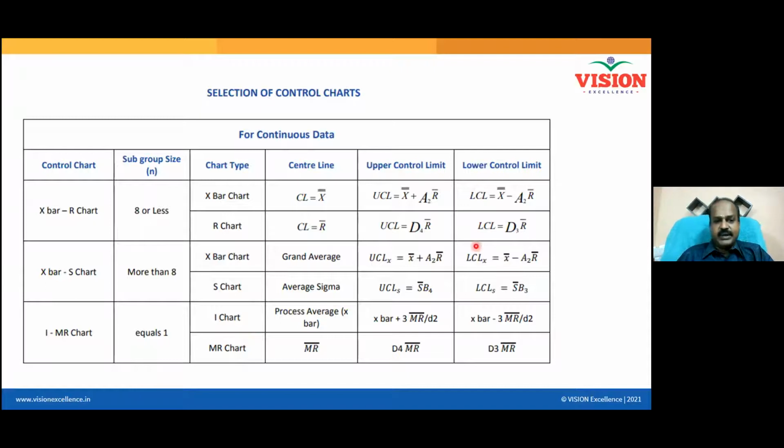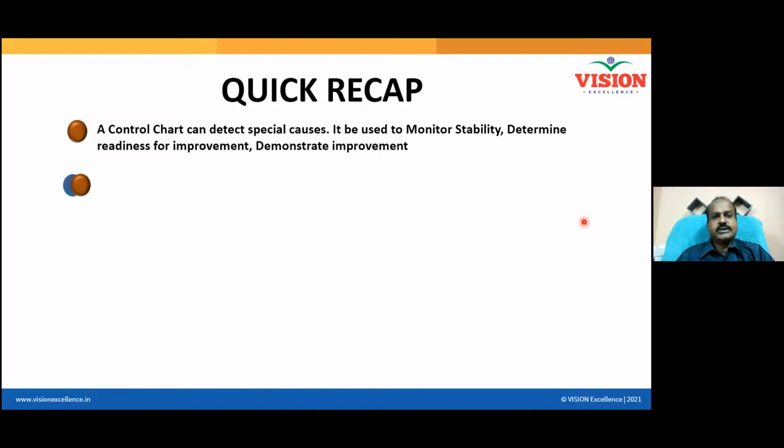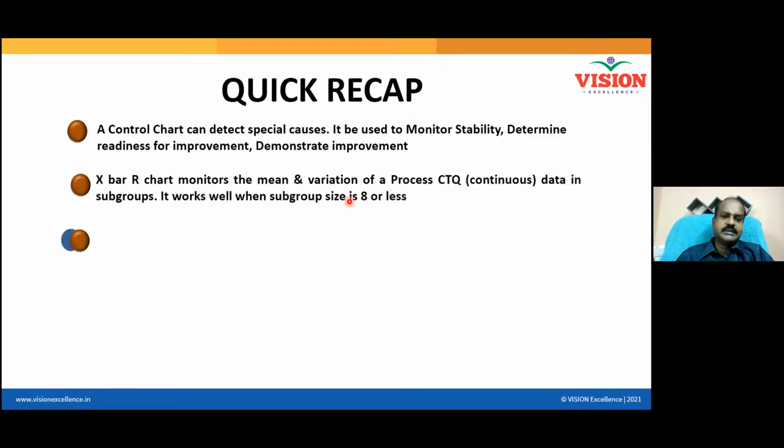The formulas, whatever we have used, are there here. You don't have to memorize these formulas. It is there in the manual, and software like Minitab will handle it properly. So a control chart can detect special causes. It can be used to monitor stability, determine the readiness for improvement, and demonstrate the improvement visually also. X bar R chart monitors the mean and variation. Any CTQ, critical to quality, it can be diameter, thickness, length, or whatever. And X bar R chart you can use when your subgroup size is 8 or less.